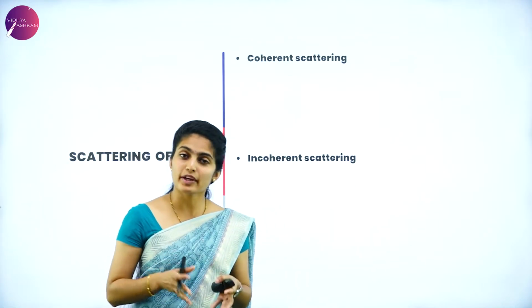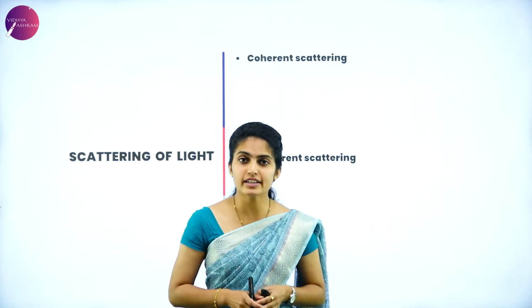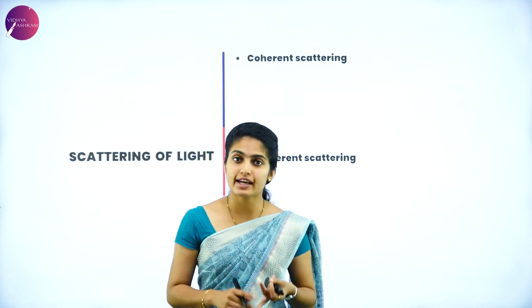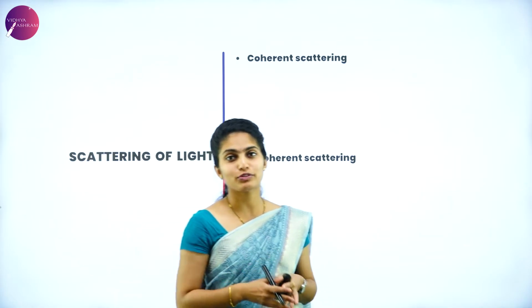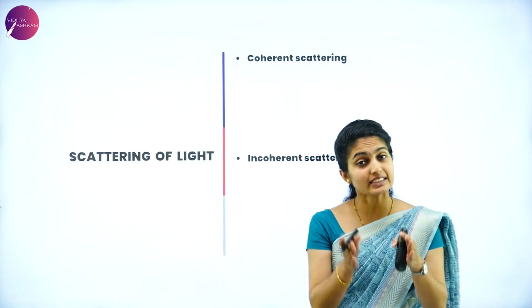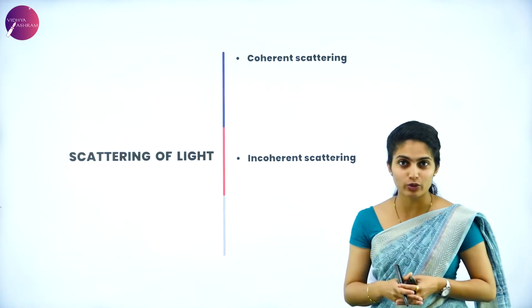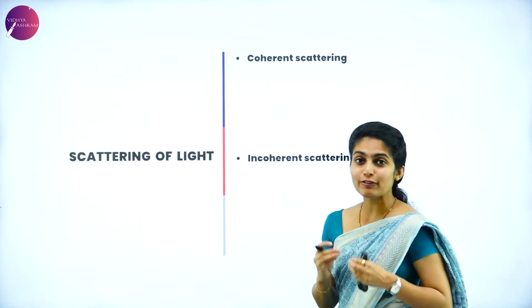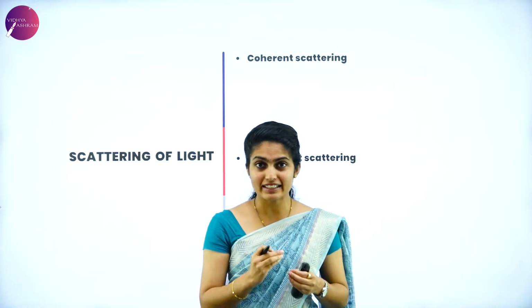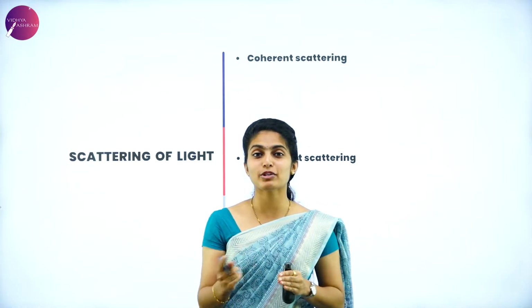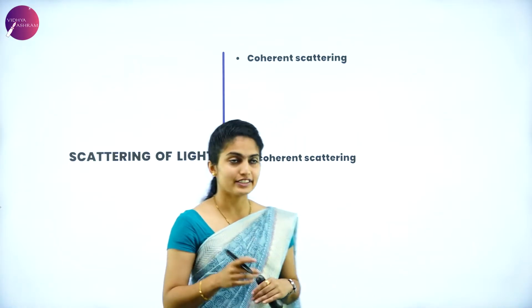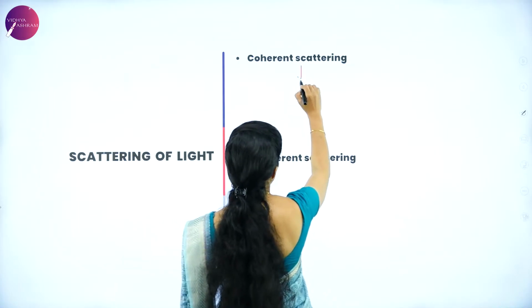So what is meant by coherent scattering? Coherent scattering means the wavelength of the scattered light is same as that of the wavelength of the incident light. Similar way it goes for the incoherent scattering. That means the wavelength of the scattered light is said to be very different from the wavelength of the incident light. So what is said to be coherent scattering?